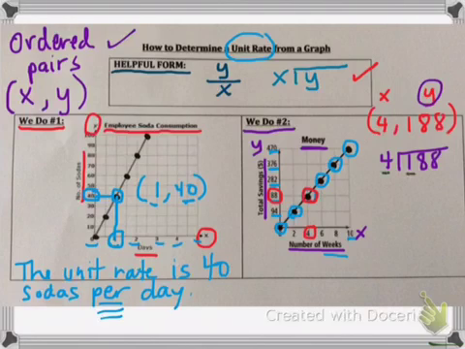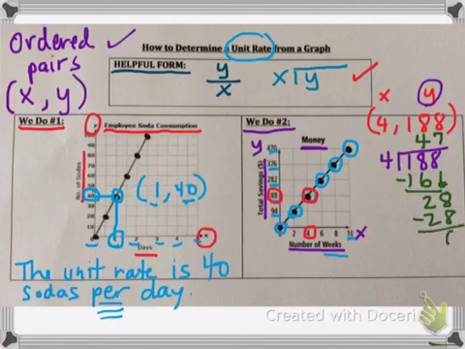I know that 4 can't go into 1, but I know that 4 can go into 18 4 whole times. 4 times 4 is 16. And then I subtract, 18 minus 16 is 2. Bring down my 8. 28 divided by 4 is 7. 7 times 4 is 28. I subtract, so I get a remainder of 0. So now I know that 47 is my unit rate.